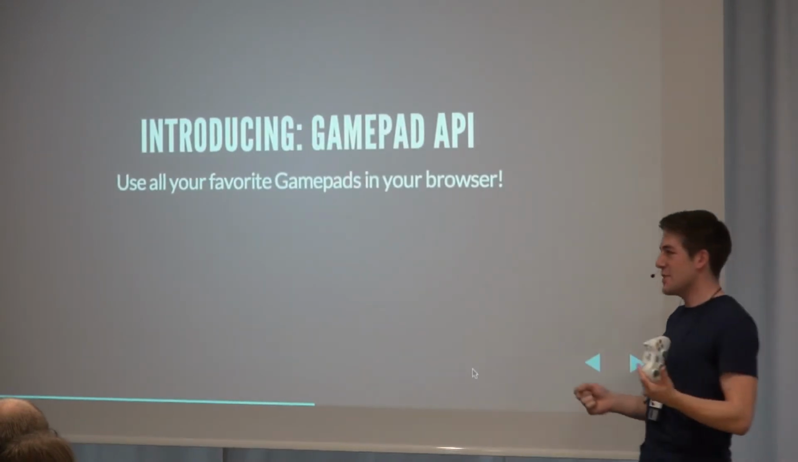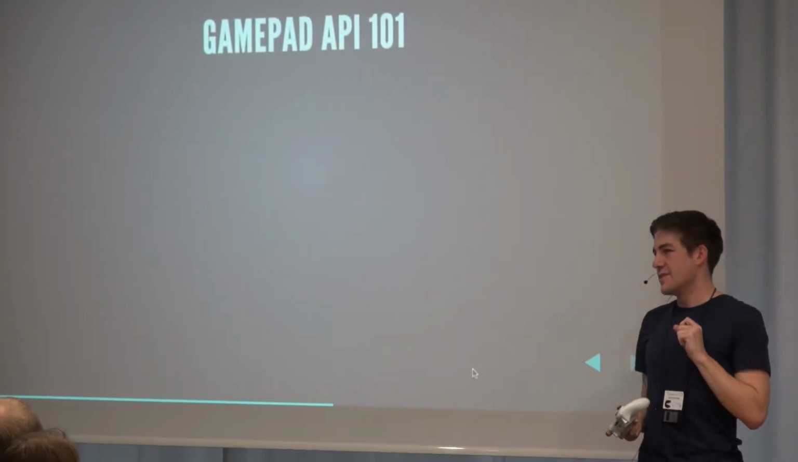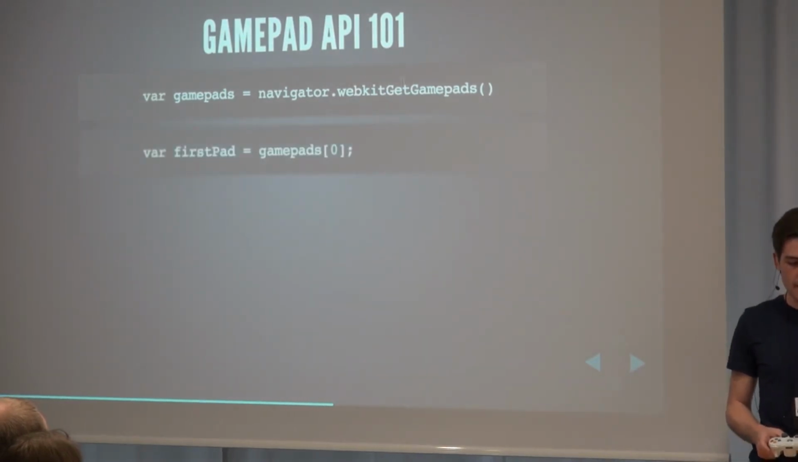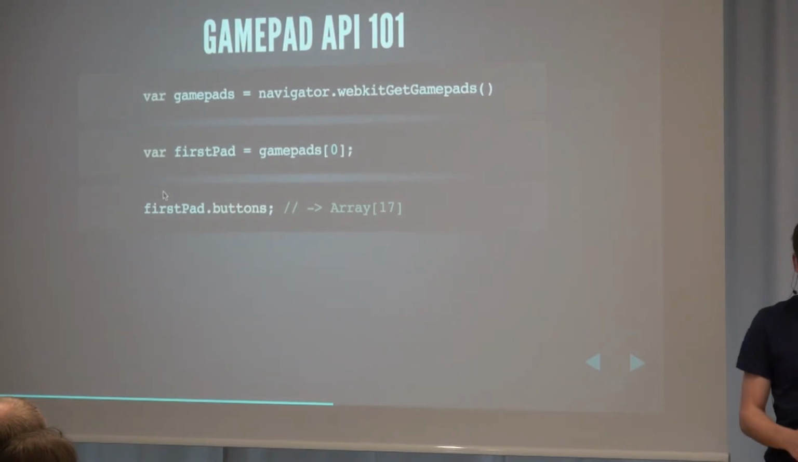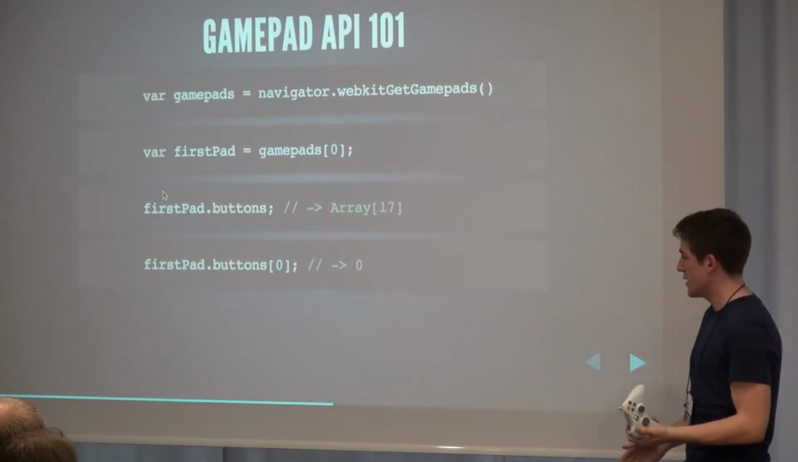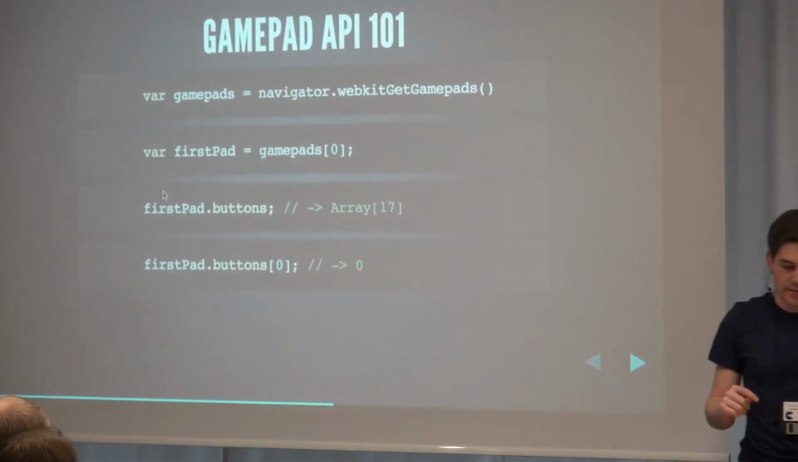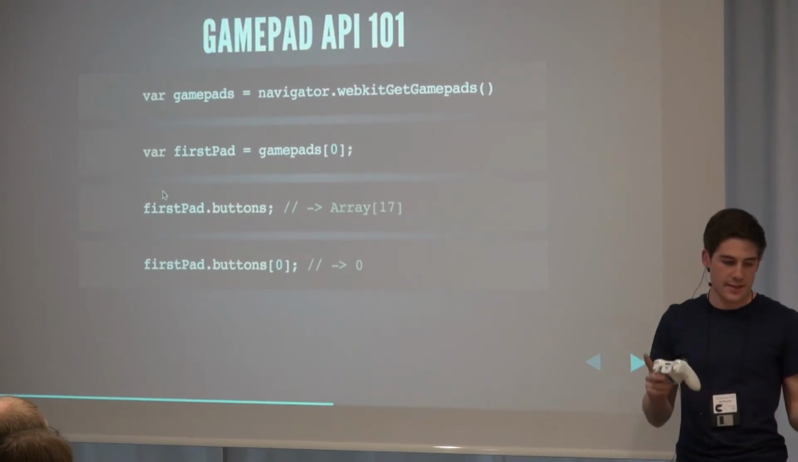Yay! There's a Gamepad API now, so you can use all your favorite gamepads in your browser. This is how you do it. You request the gamepads from the navigator. It's an array, so let's select the first one. And you can read out the values by just accessing the buttons array of that gamepad. The first one will be the first button, and you get back a digital value again, like if I press A, it's 1. If it's not pressed, it's 0. Very easy. But that's only digital again.